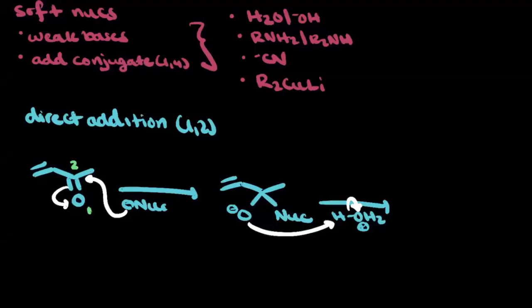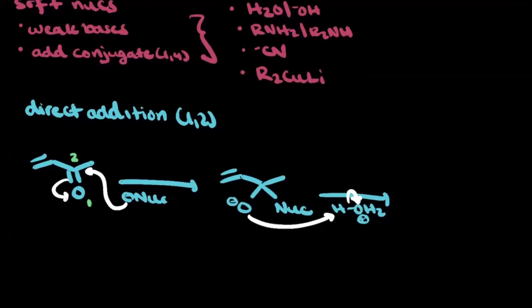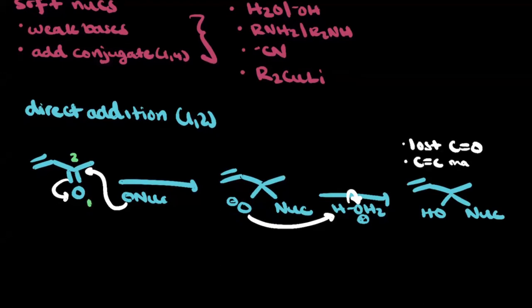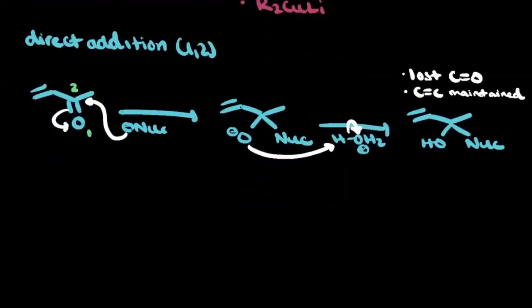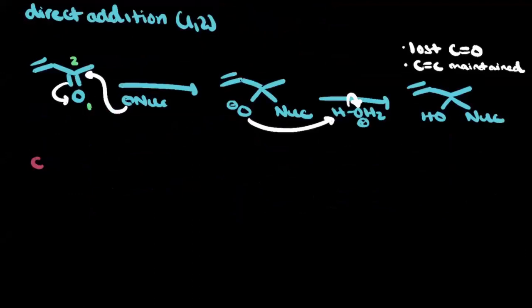There we go. Yep, do that, and then you're going to end up with your final product. Right, so notice here that in this final product, you've lost your carbonyl, but your carbon-carbon double bond is maintained. Okay, so that's your direct addition. And then likewise, your conjugate addition, last thing for today.